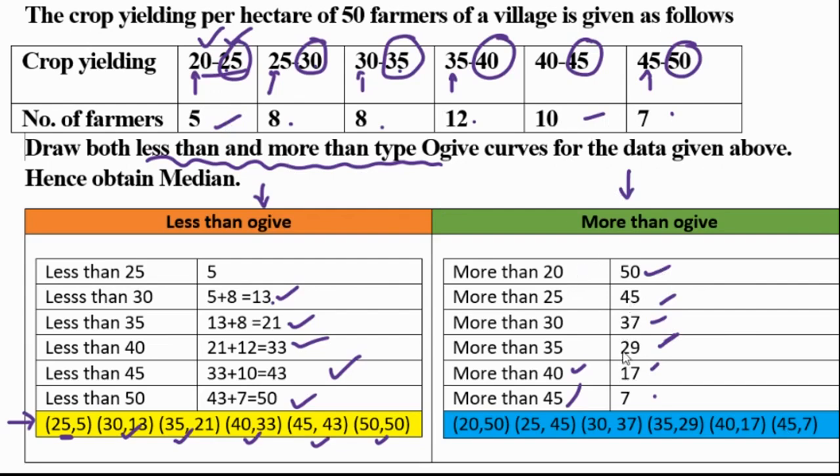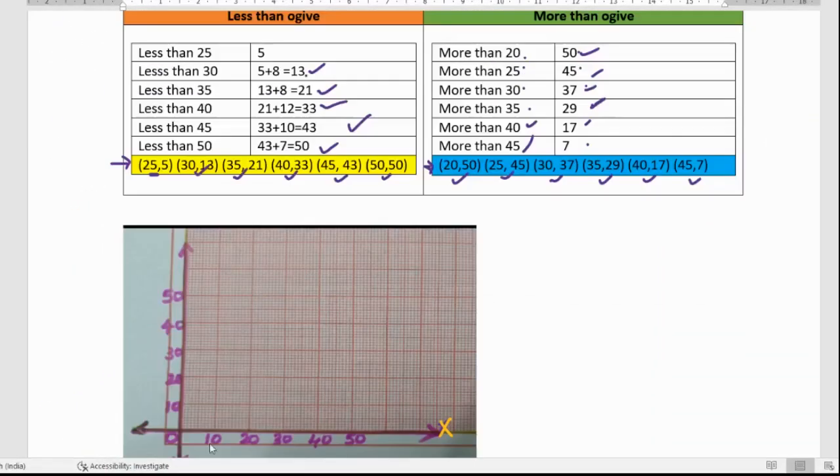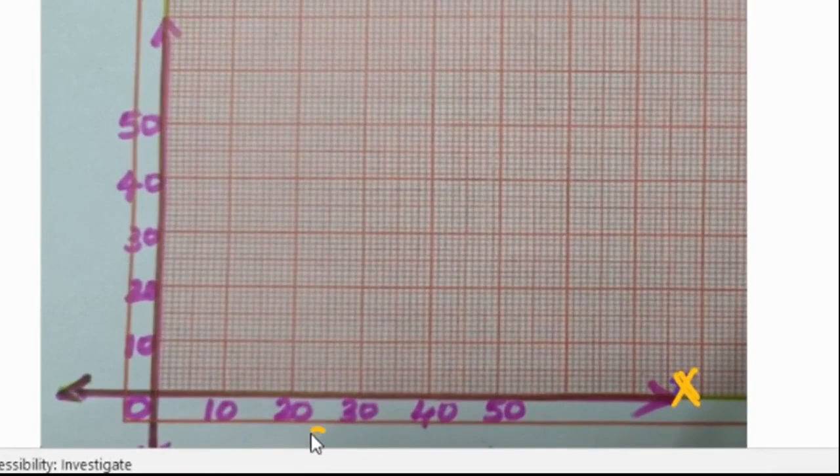So once we get this cumulative frequency column, we have to take the points: 20, 50 as the first point, 25, 45 as the second point, 30, 37 third point, 35, 29 fourth point, 40, 17 fifth point, 45, 7 sixth point. Once we have the points for the less than Ogive and more than Ogive curves, let's see how to draw them in the graph. On the x axis we always take the class interval and on the y axis the cumulative frequency. So this is the first step.